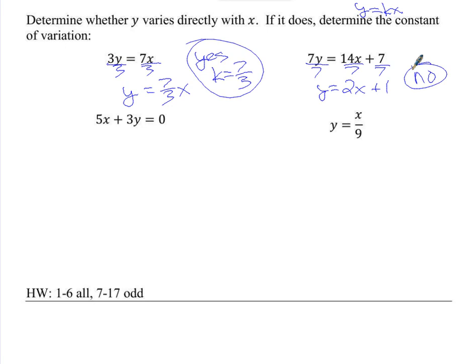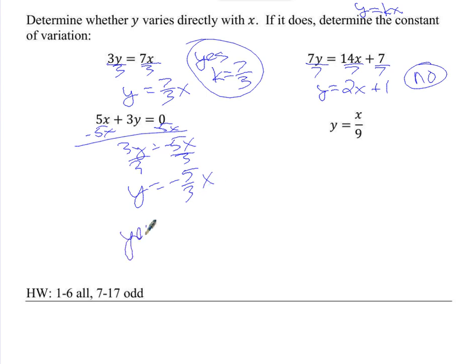All right, try the other two. For 5x plus 3y equals 0, what should we do? Subtract 5x from both sides. 3y equals negative 5x. Now what? Divide by 3, and I get y equals negative 5/3 x. Is this direct variation? Yes. K equals negative 5/3.